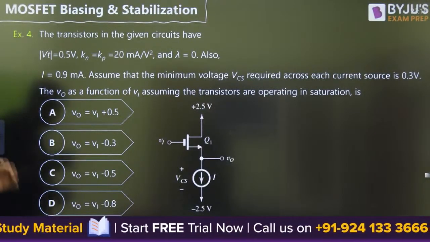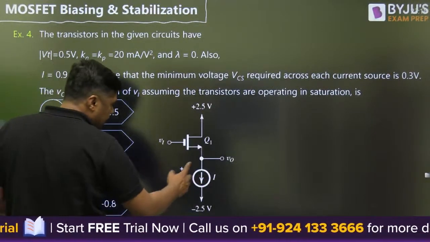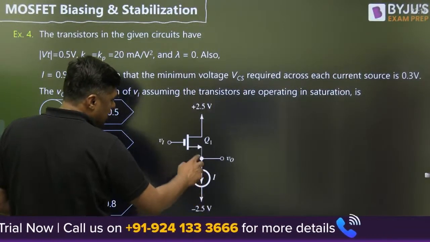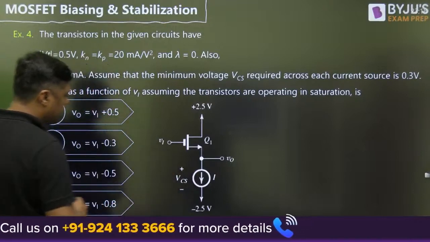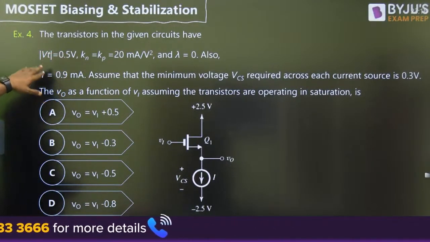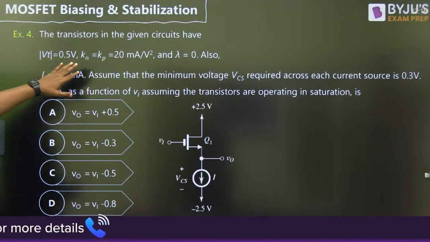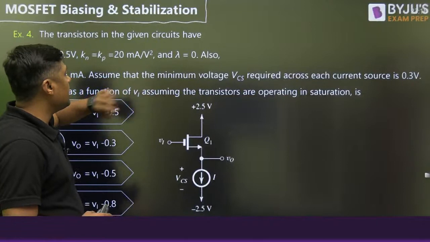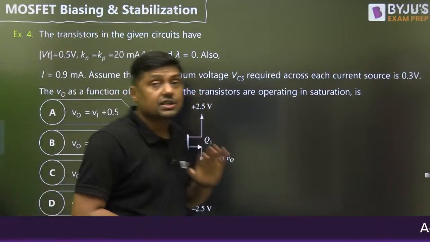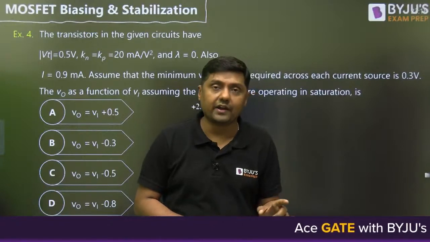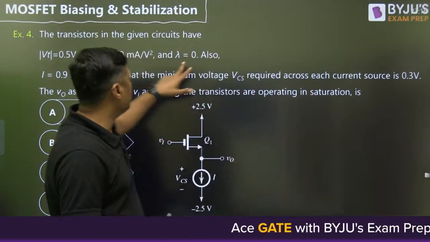Now sometimes we are getting this type of questions where the current source is given. In MOSFET, that current source is given to the source terminal. Already I have given, this is a current mirror circuit. Now the transistor in the given circuit has VT threshold voltage 0.5 volt, Kn or Kp 20 milliampere per volt square, and lambda is equal to 0. When the lambda is 0 means what? We have to neglect the channel length modulation. That is called early effect. Neglect the channel length modulation.